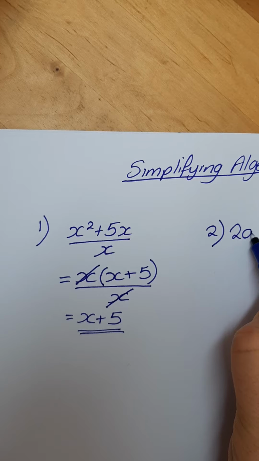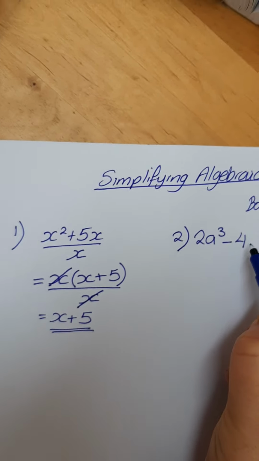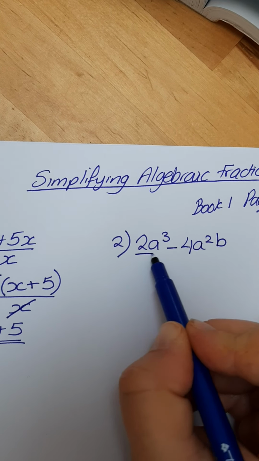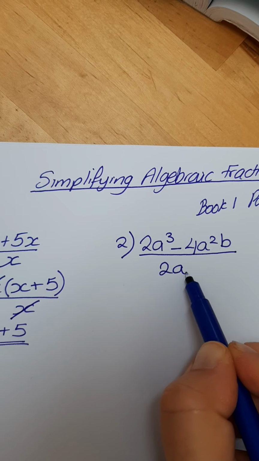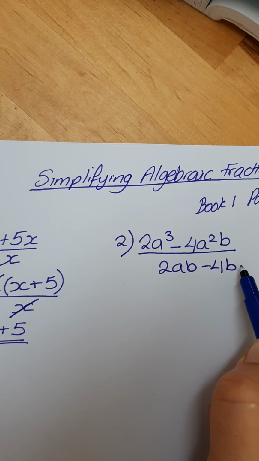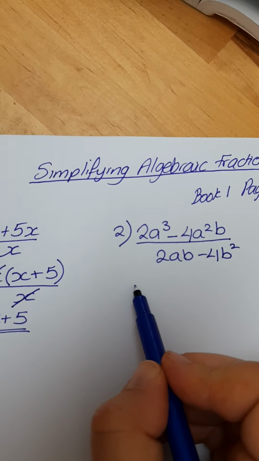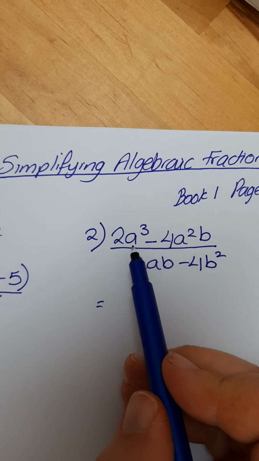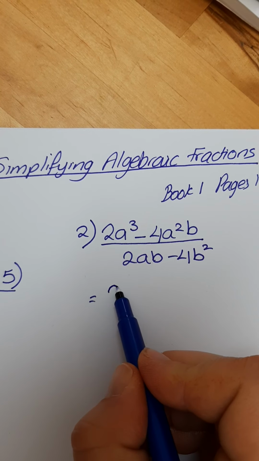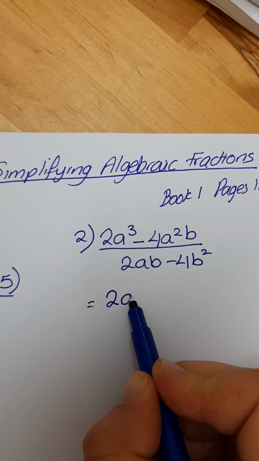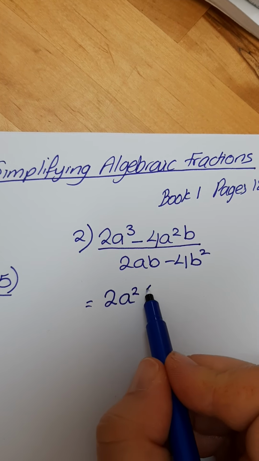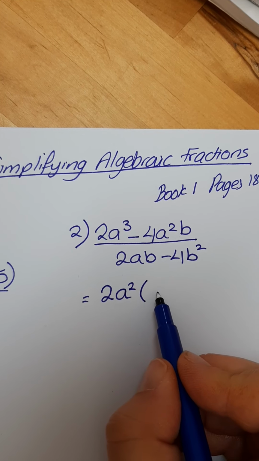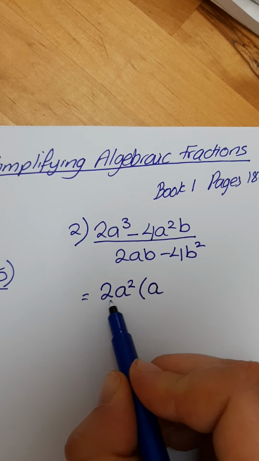We have 2a cubed minus 4a squared b over 2ab minus 4b squared. Again, we notice we have a common factor in the numerator and a common factor in the denominator. We have 2, they're both divisible by 2 in the numerator. We also have at least a squared in each term. We will then think, 2a squared times what will give me 2a cubed? 2a squared times a will give me 2a cubed.